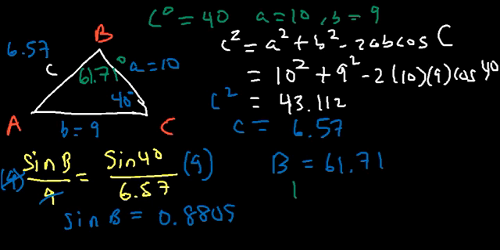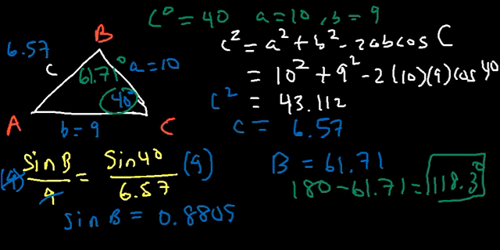Now let's see if there's two solutions. So 180 minus 61.71, that's 118.3. Now 40 and 118.3 don't exceed 180, so we do have two possible triangles. I'm going to solve this one, and then I'll solve the next one. Let's finish this one first. To find angle A, it's 180 minus 61.71 minus 40. So angle A is 78.29 degrees.